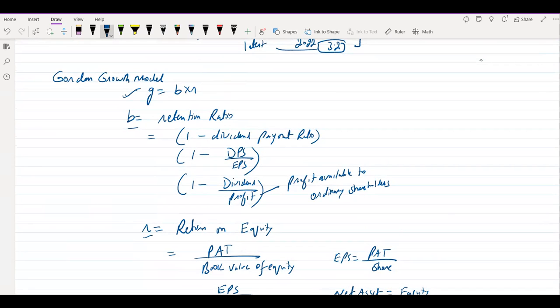What is the logic behind this? B means how much you retain. R means at which rate you are going to invest. So how does the growth come? B, you will retain something. R, you will invest that retention amount in the market. So if you retain and invest, here comes the growth, you can earn the growth.